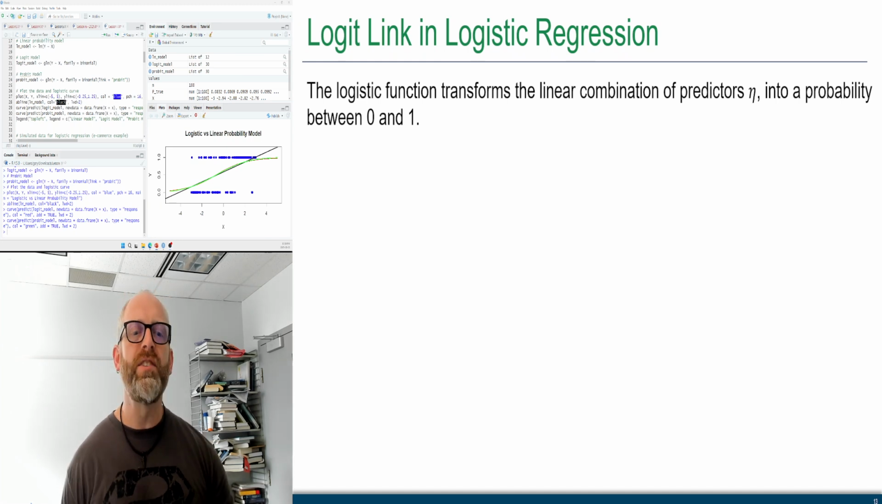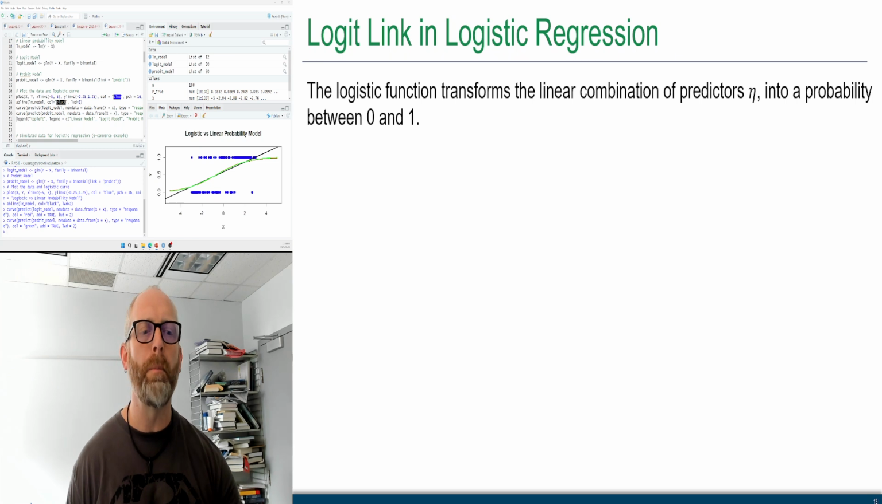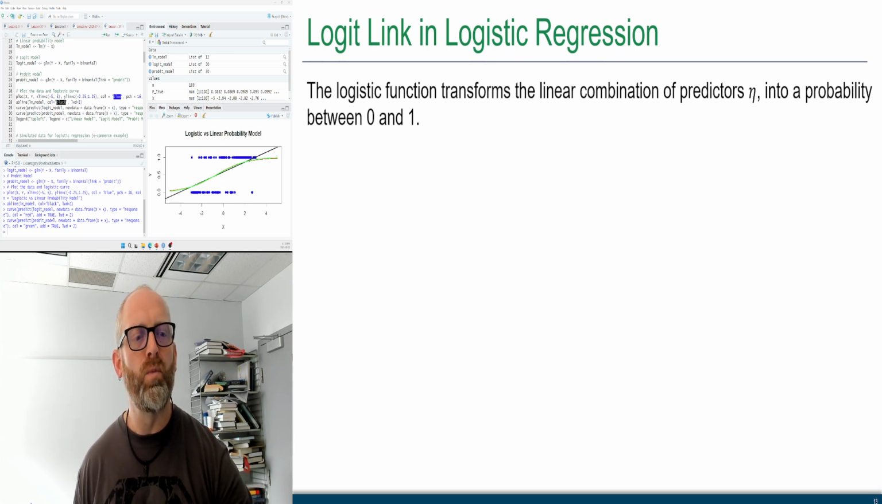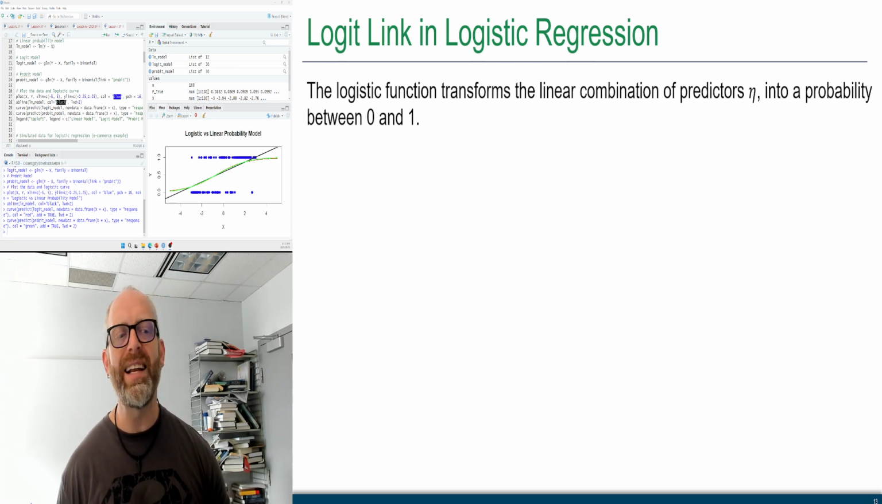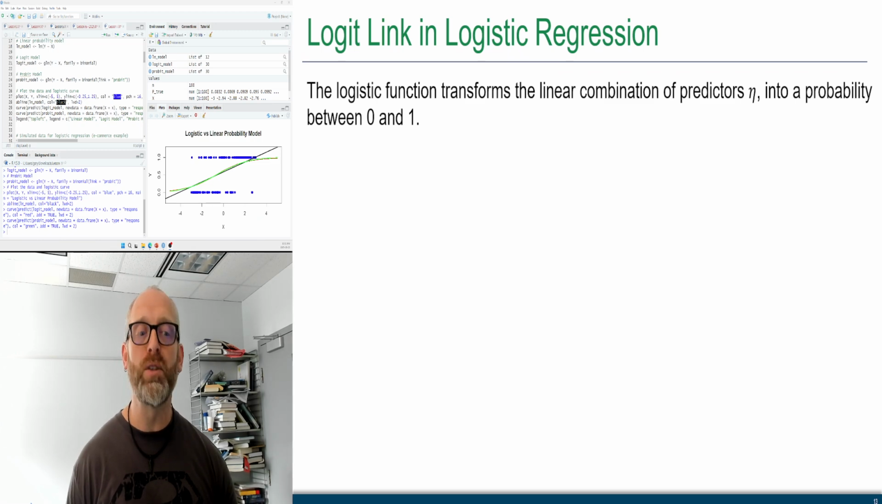All right, so the goal in logistic regression is to model the probability of y equal to 1 for a given value of x. So this is, of course, the probability of success. How we're going to do that to begin with is using the log or logit link function. The logistic function transforms the linear combination of predictors, again eta, into probabilities between 0 and 1.